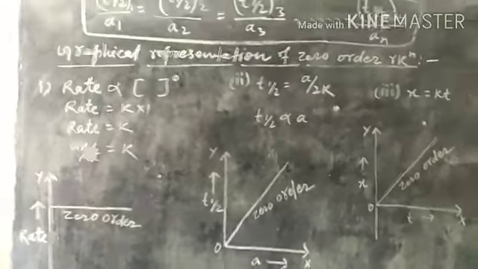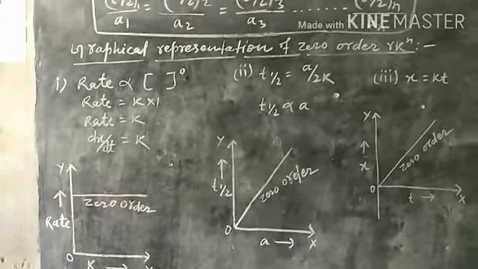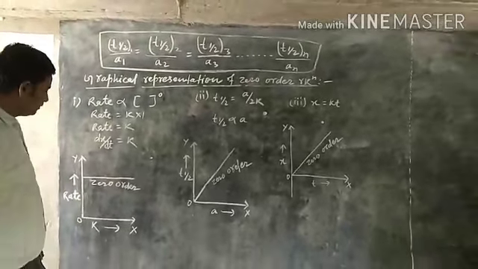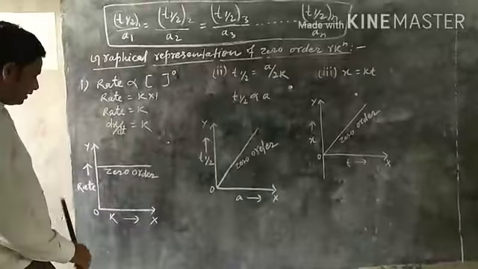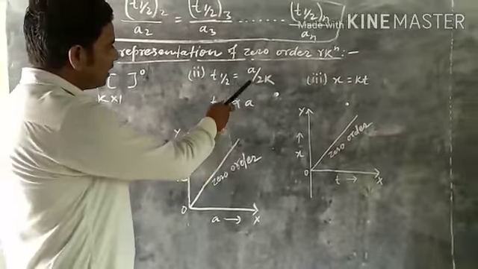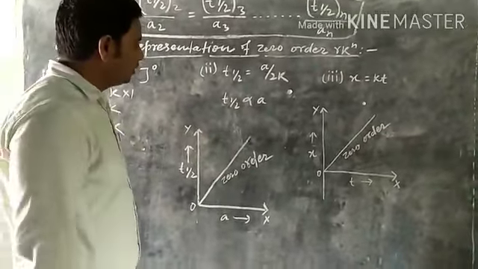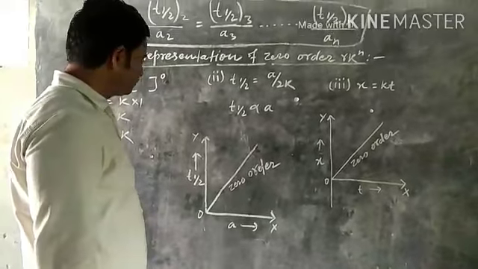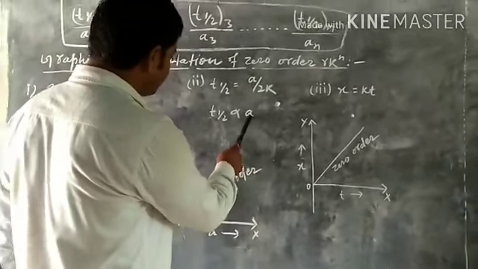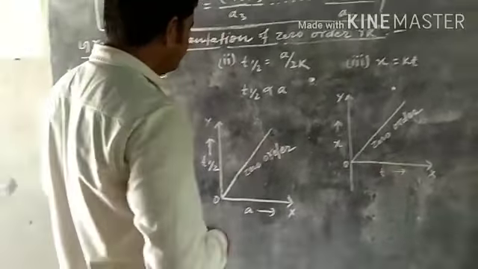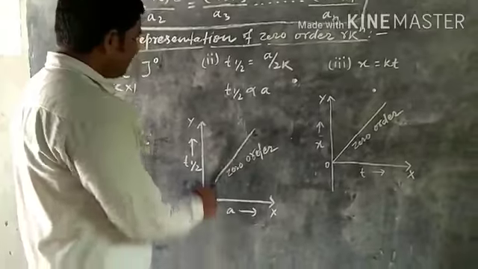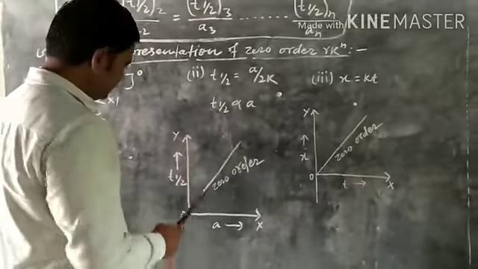So the graph for zero order reaction between rate and rate constant is like this. T half equals a by 2k, and t half is directly proportional to a, which means half-life is directly proportional to concentration. When concentration increases at the same rate, half-life also increases. So the graphical representation for half-life is like this.